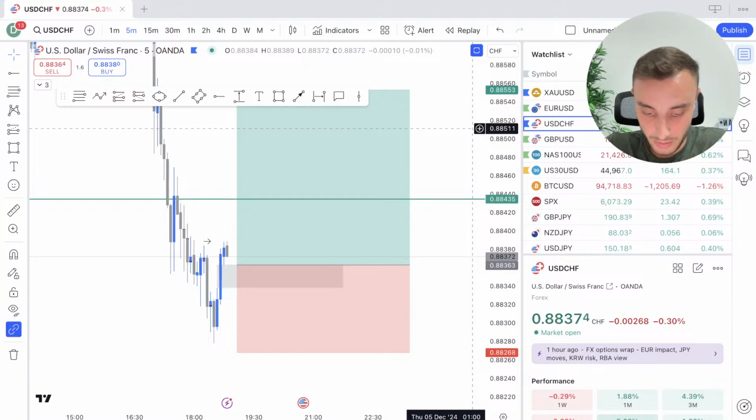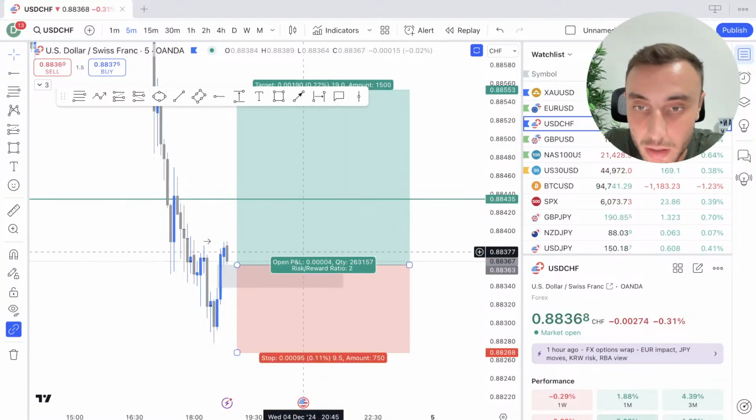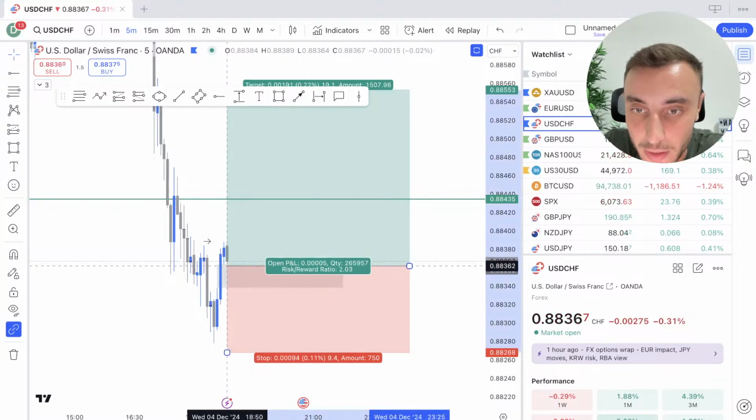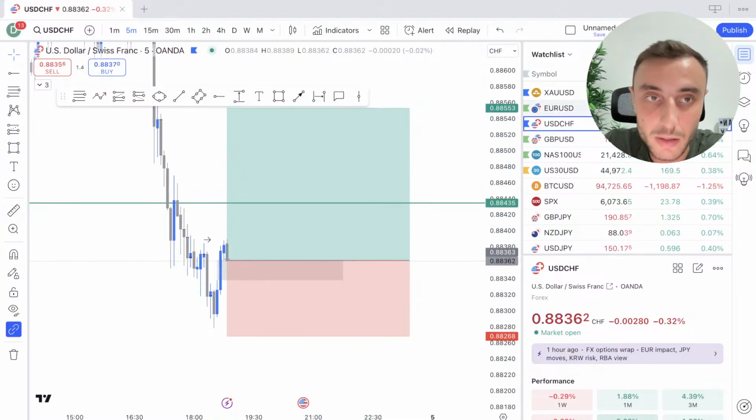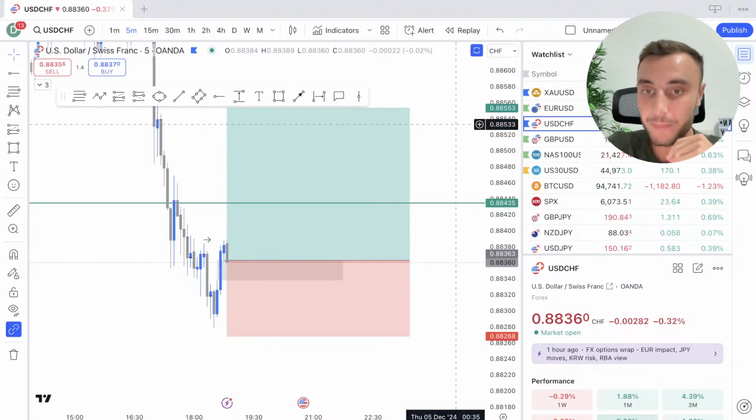Right, USD CHF, where are you? USD CHF, risk 9.5 pips. Okay. Are we in? No, we are not yet in. Okay, we are in. We are in USD CHF as well. Valid trade. Let's see how it will play out.